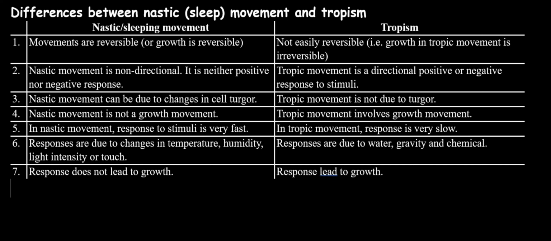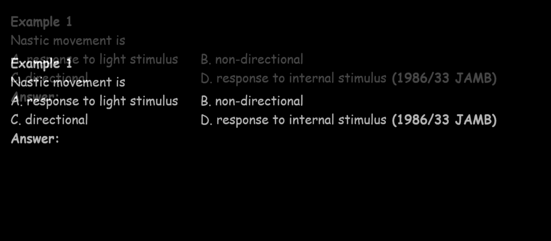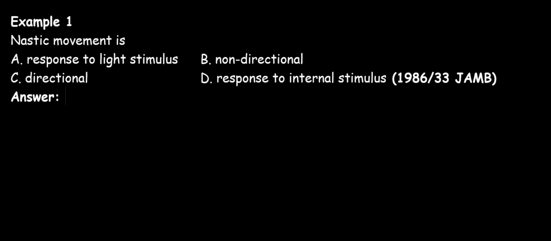So this brings us to the ending of the teaching session in this series. Now we are going to be taking some examples. Our first example says nastic movement is A. Response to light stimulus, B. Non-directional, C. Directional, D. Response to internal stimulus. The correct answer is B. Nastic movement is a non-directional kind of movement.